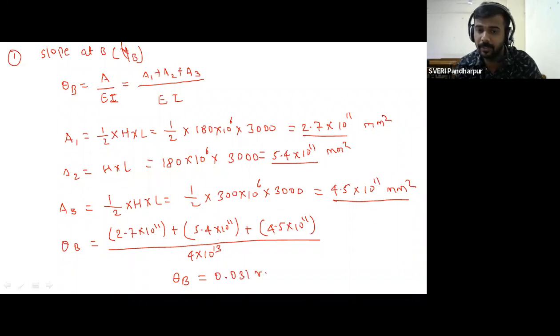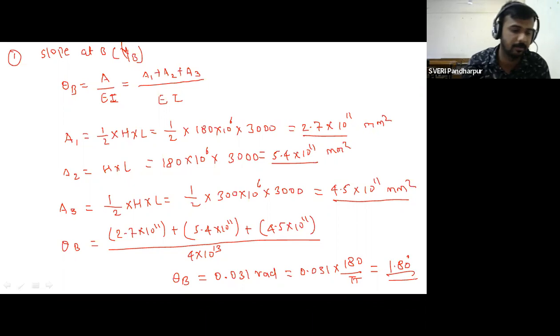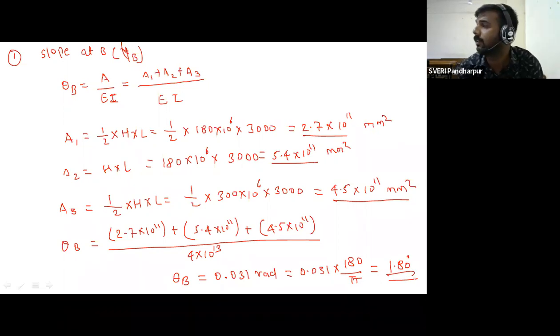0.031. What is the unit? Radian. So 0.031 into 180 by pi. So you will get in degrees 1.80 degree. So this is your final answer. If you check the slope value, it is very small. It is near about 1 or 2 degrees. That means a very small amount of slope is there.